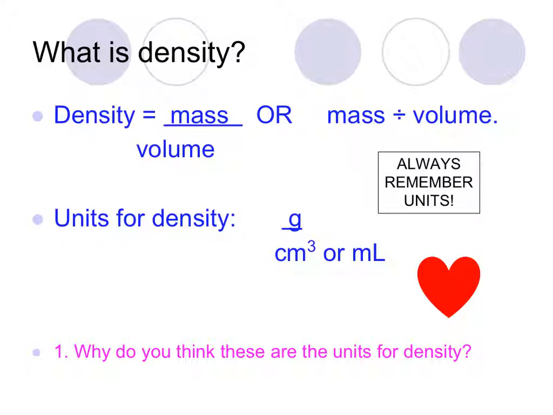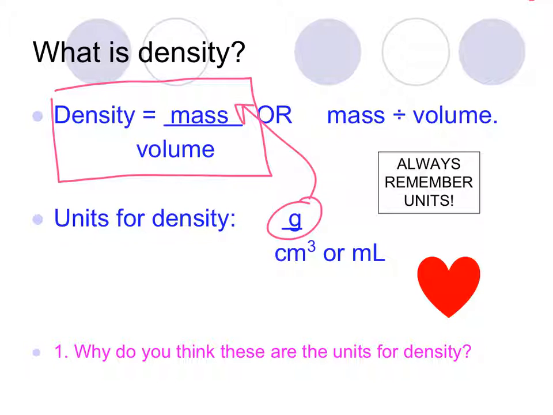So to calculate density, it is mass divided by volume. We always take the number for mass that we've measured or found, and we divide it by its volume. This is the relationship of how much weight is in a given amount of space. Now our units follow, so the grams follow the mass, and the volume is either in centimeters cubed if you're using a ruler, or milliliters if you're using a graduated cylinder.